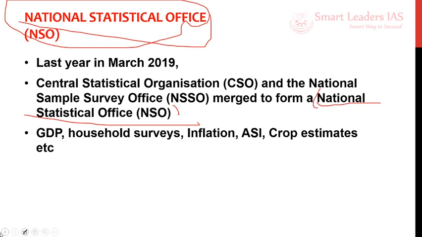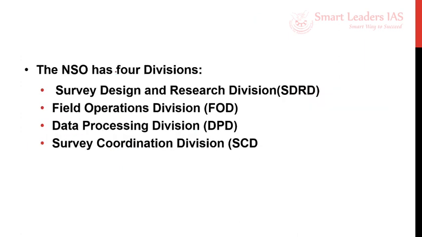One of the reasons for it was a contradiction between CSO and NSSO. In 2018, GDP related issues, rendu venum contradict pannanga. So in the statistics area, an incredibility problem varudhu. So we have to sort out this problem as soon as possible, and that's why the NSO was formed in order to bring better coordination and homogenization. As of now, the divisions under the NSO are: data processing, survey, field operations, and SDR.